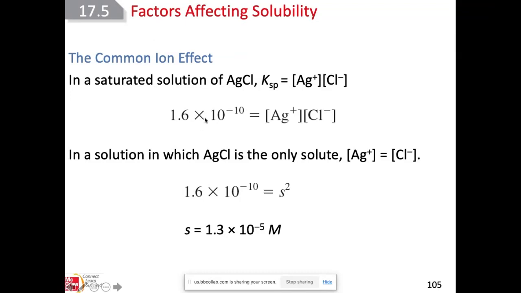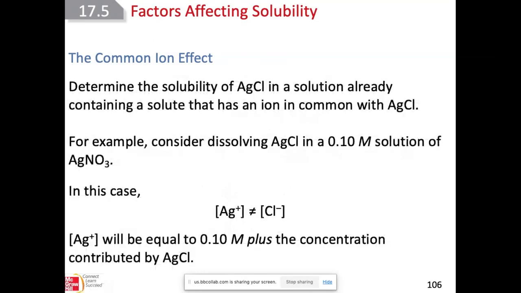This is the Ksp of AgCl equals 1.6 times 10 to the negative 10. And we have Ag+ and Cl-. So in a solution in which AgCl is the only solute, the concentration of Ag+ is the same as the concentration of Cl-, and we can find that S, the concentration of each, equals 1.3 times 10 to the negative 5.